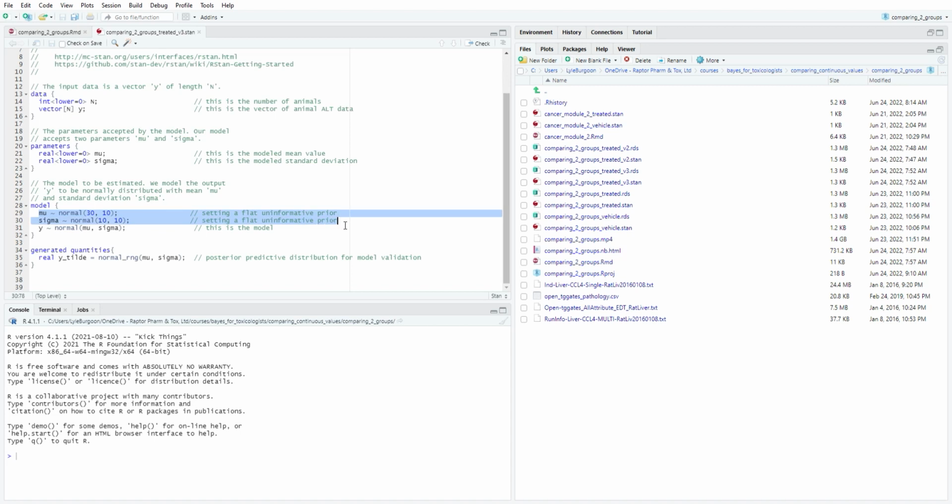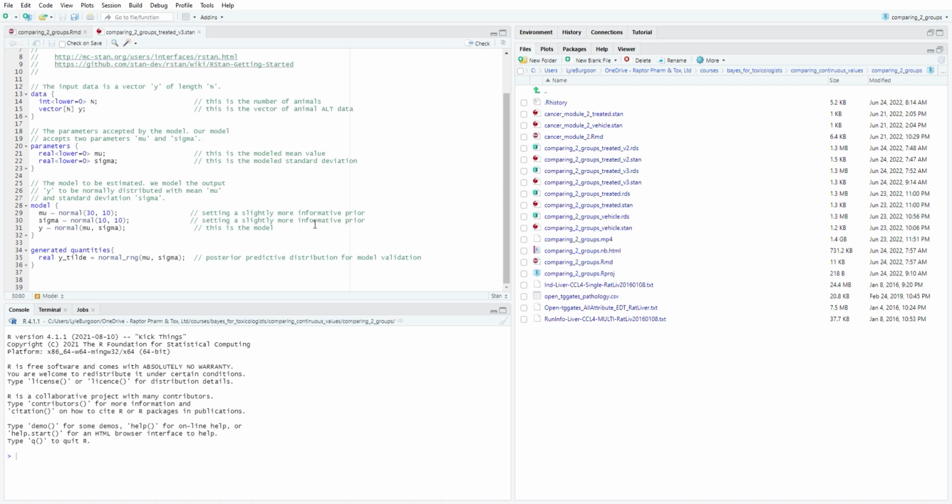So this is slightly more informative. It's not a completely flat prior. It's a slightly more informative prior. And what I mean by that is I'm actually using some information that I have available to me. So for instance, I know that the observed treated values for ALT are coming out squarely within the normal range for ALT.